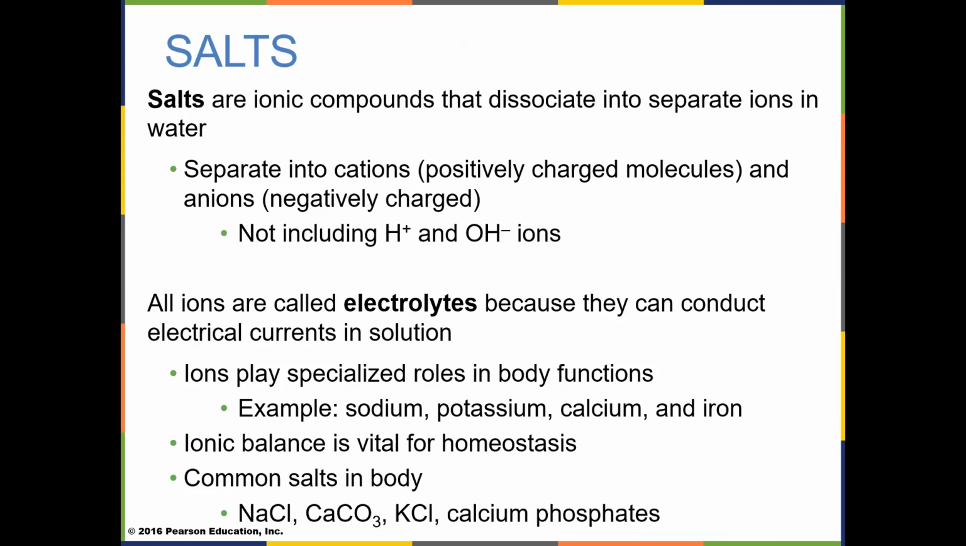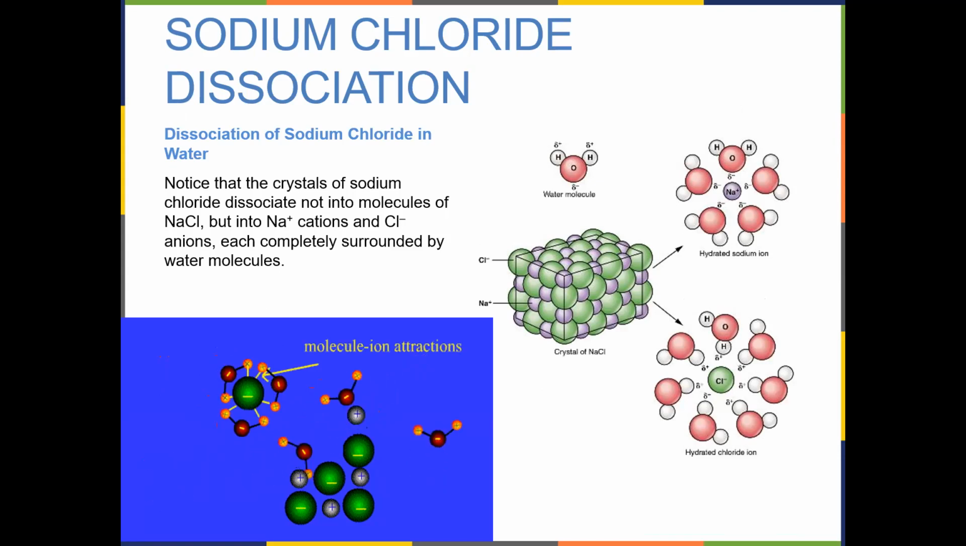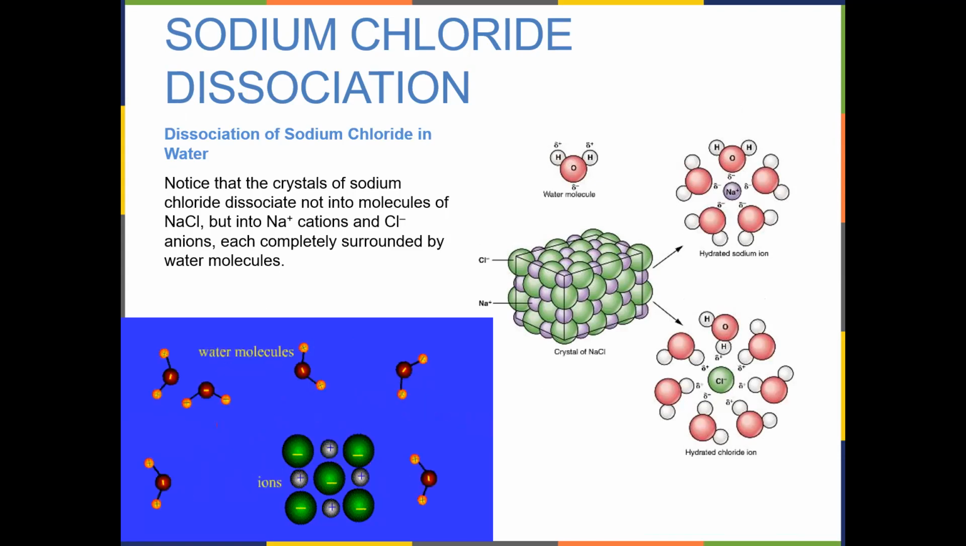Calcium carbonate, potassium chloride. All of these are important to us in our bodies. Electrolytes help to determine the water concentration in our bodies. Here's what happens to an electrolyte when it hits water. It goes into solution. We see what's happening here.